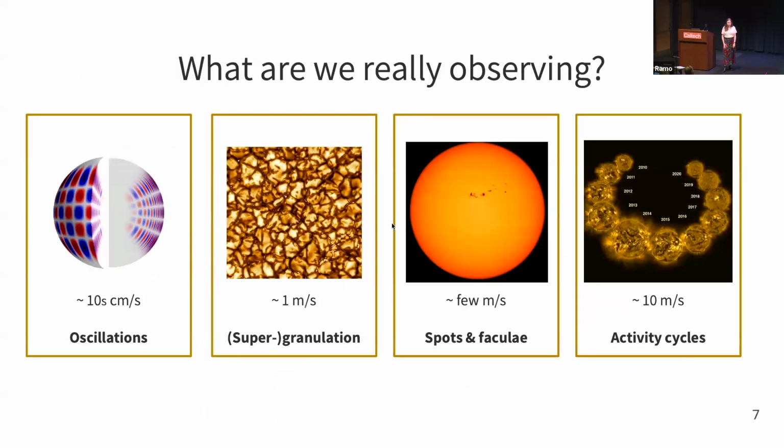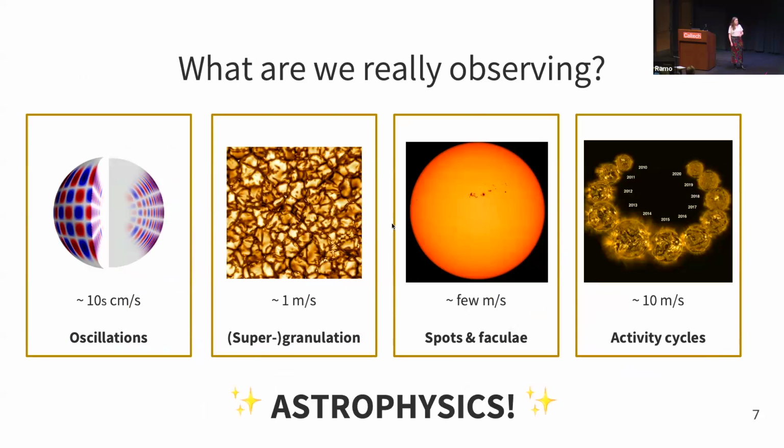So what are we really observing here? We've been over a lot of these things in the past days. We're seeing oscillations of the star. We're seeing granulation and supergranulation. We're seeing surface features like spots, faculae, plage. We're seeing long-term activity cycles. And I would sum it up by saying we're seeing astrophysics.